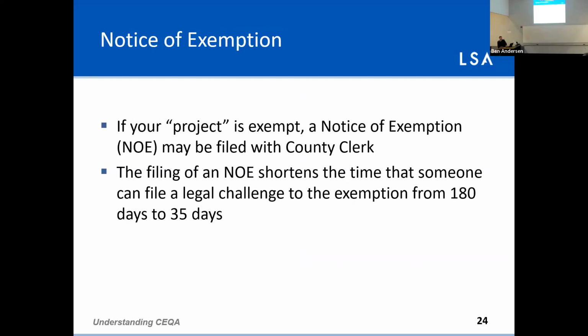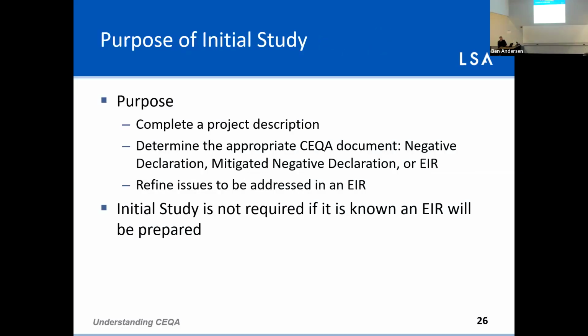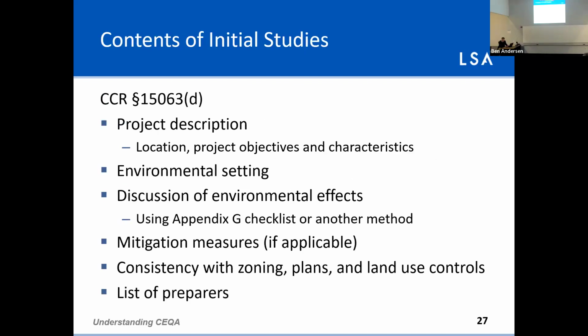Then all of these do things that are fitting. But we get into initial studies. And there's lots of different resource topics here that we look at. For an initial study, basically it's a small EIR. It goes through 20 different resource topic areas.